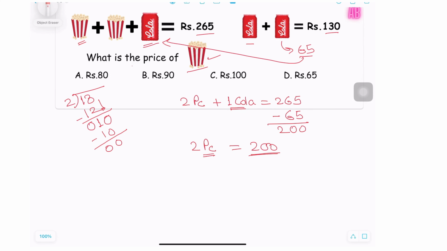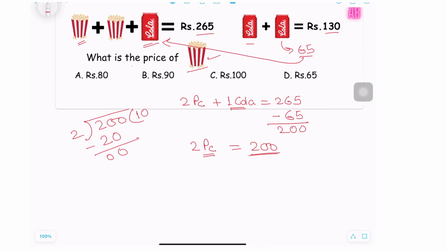We can try to get it like this. 200 we will divide by 2. 2 tens are 20, minus 20, nothing left, right? Only 0. So we will just put 0 here. So the price of 1 box of popcorn is 100 rupees. So the answer is C.